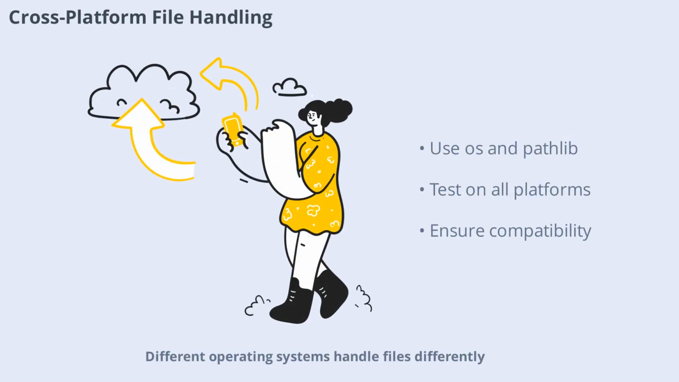Different operating systems handle files differently. Python's os and pathlib modules help you write code that works across Windows, macOS, and Linux. Always test your file operations on all target platforms to ensure compatibility and avoid surprises.